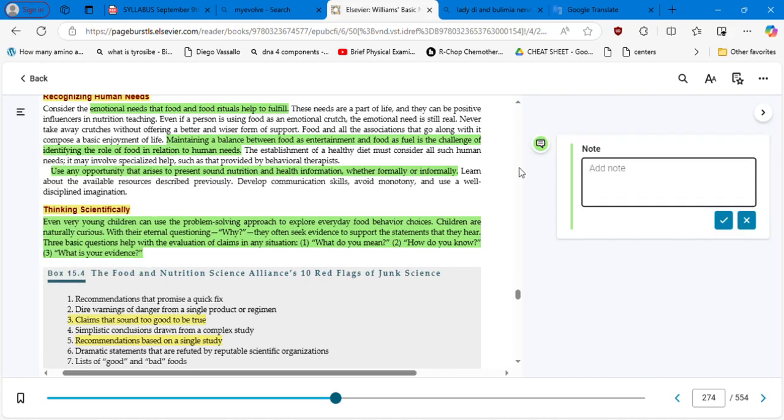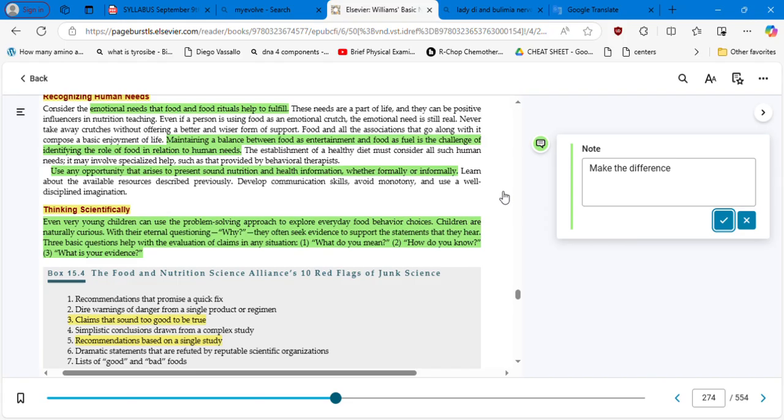Between I am eating for entertaining, like when I'm going to the movie and I'm buying popcorn, or if I am watching the Super Bowl, right? I'm going to prepare a tray full of fried wings, and that's not really healthy. So make the difference between what you need to eat, what you're eating for entertainment, versus the role of food in relation to your human needs, right?